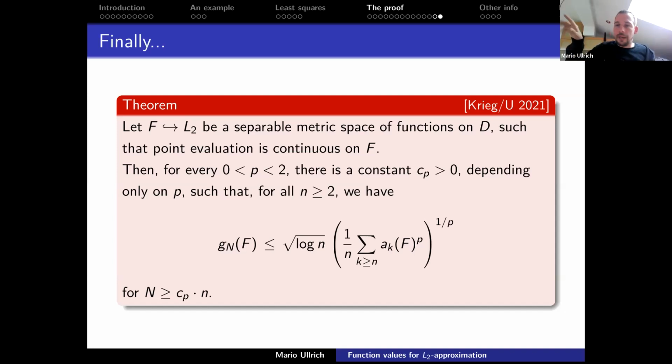You mean e to the minus square root of n? Or what? No, I mean this sum, the sum of the p coefficients to the power 1 over p. It's a good result. Yeah, the thing is, we would like to prove it also for the case p equals 2.